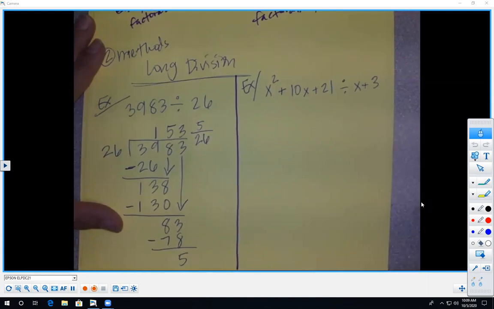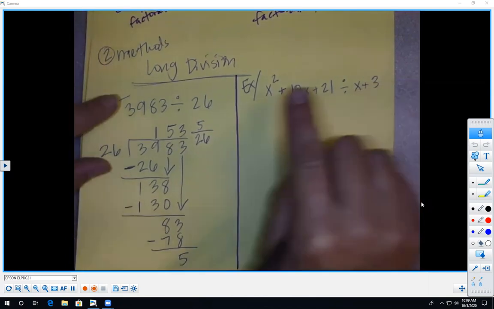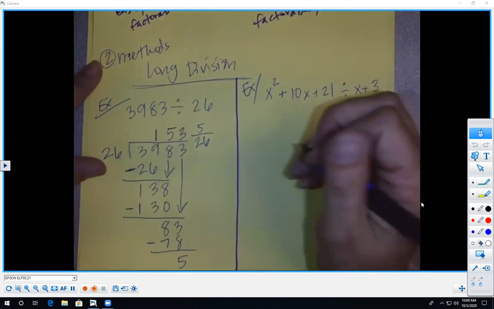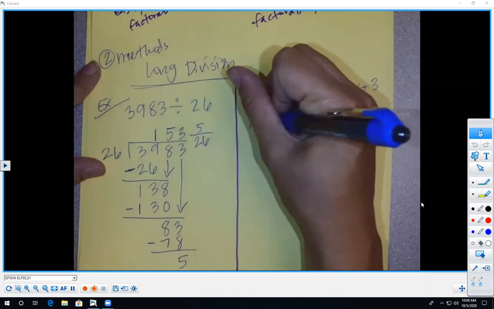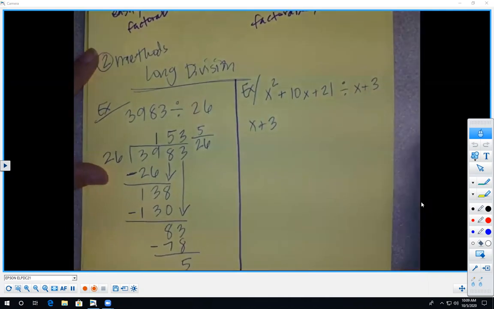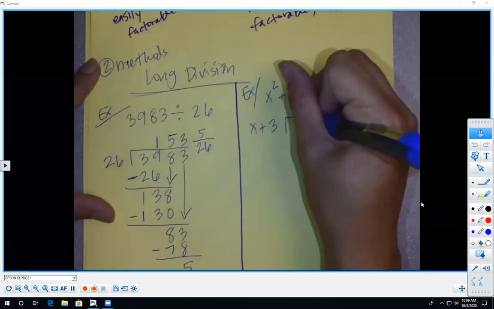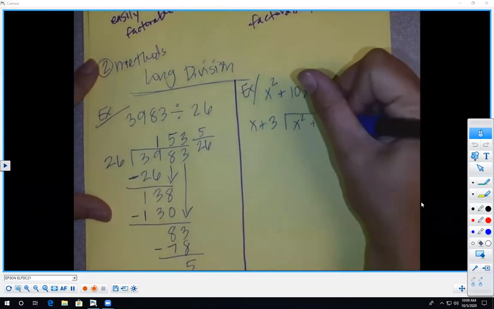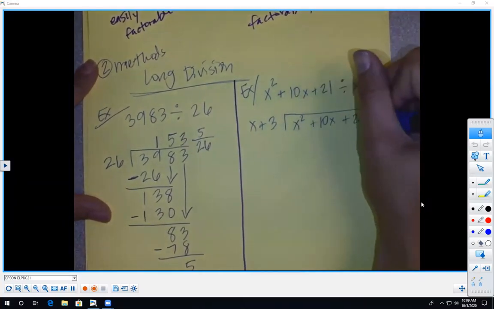Okay, I'm going to set it up the exact same way as the other one. So the 26 is what goes outside the division bar. So the x plus 3 is what's going to go outside the division bar. I'm going to put my little division bar. I'm going to put x squared plus 10x plus 21 inside of it.